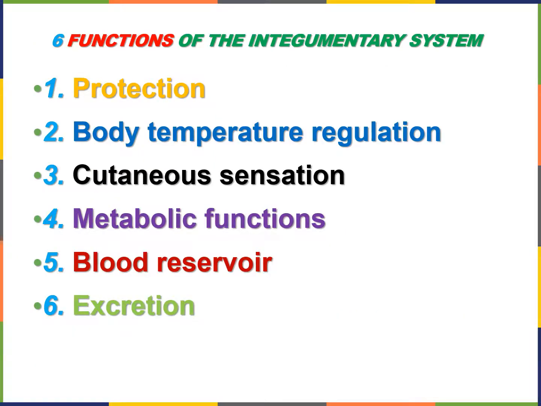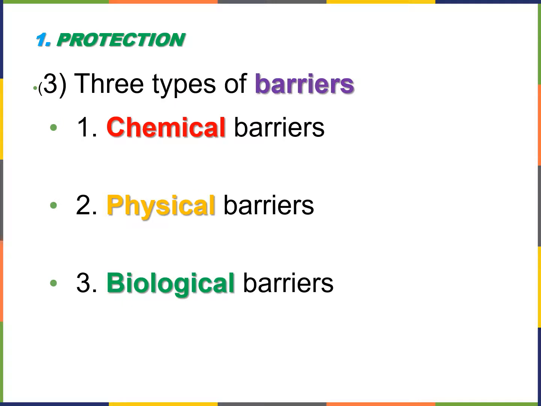So what are the functions of the integumentary system? We can put down as 6: protection, thermal regulation, body temperature regulation, cutaneous sensation, metabolic functions, blood reservoir, and excretion. So when we talk about protection, it gives us 3 types of barriers. It's a chemical barrier, it's a physical barrier, and it's a biological barrier.